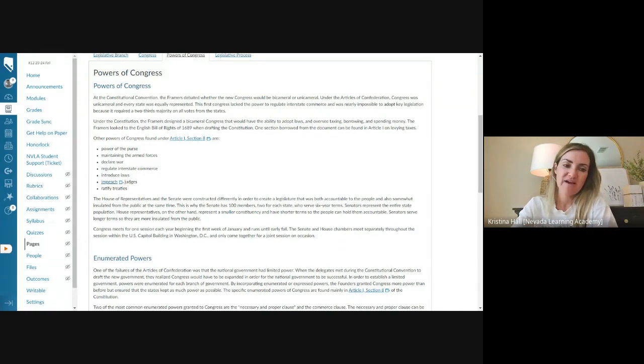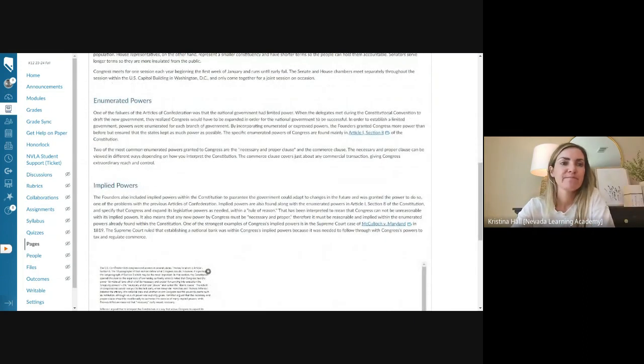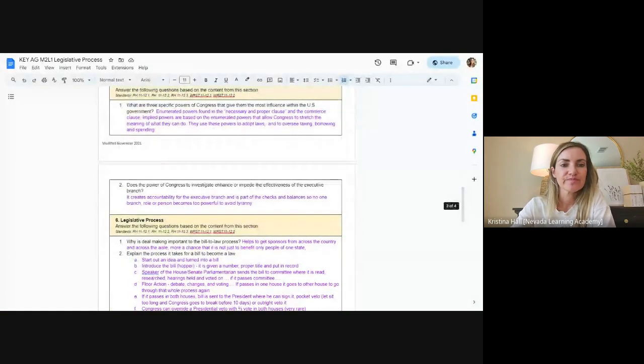And then to ratify treaties. So these are the enumerated clear powers that they have. Okay, so if we go over to number 5, what are 3 specific powers that give Congress the most influence in the US government? So it's through those enumerated powers.